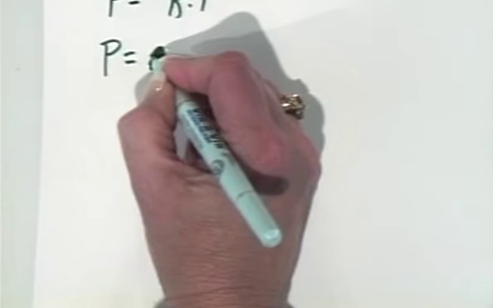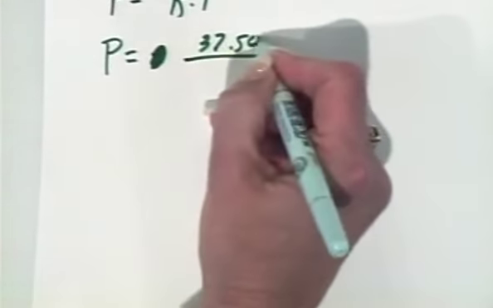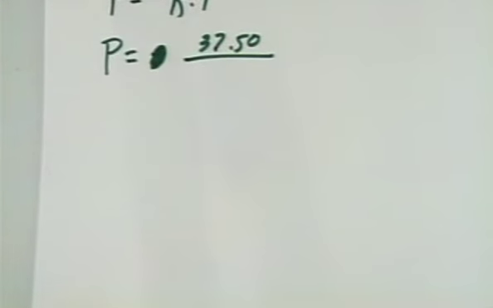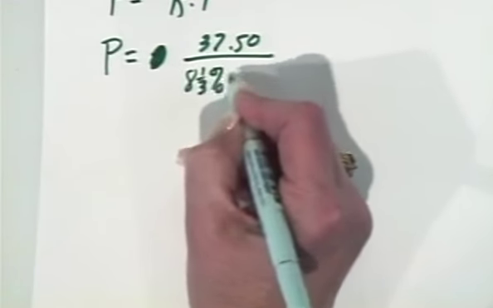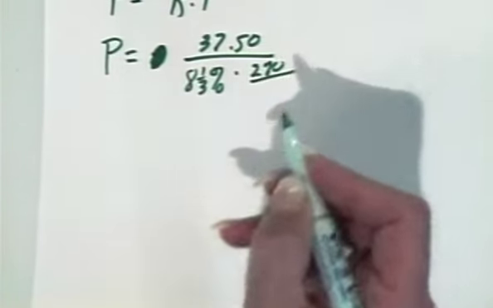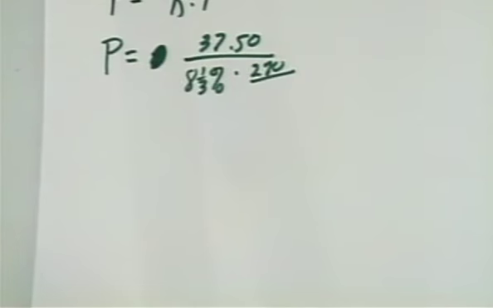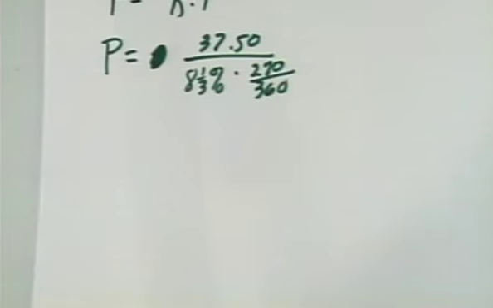Interest is 37.50. They're rational. They just are non-terminating. And we've got 8 1/3% times 270 in days, and we're going to assume that it's ordinary, and it says it's ordinary. Okay.